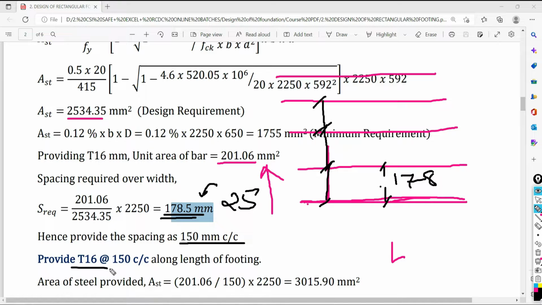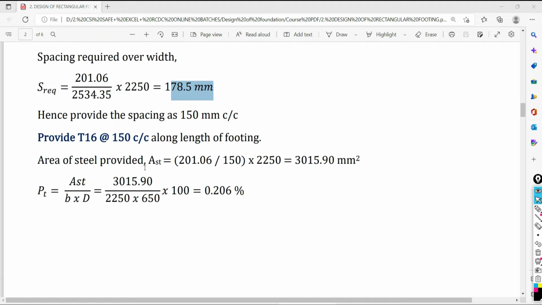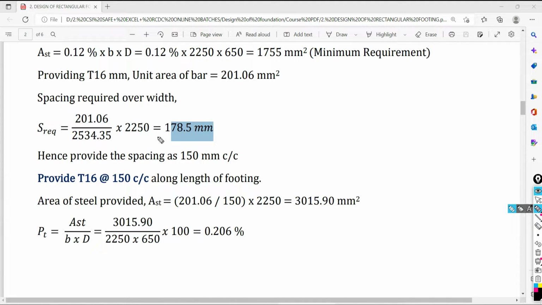So provide 16 mm dia at a spacing of 150 mm along the length of the footing over the width. Hope that you all understood. Just come down. Area of steel provided: because some changes we have made to the spacing, we have lowered this value to 150. Now the area of steel finally provided is going to become 201.06 divided by 150 multiplied by the overall width, which is 3015.9 mm square.